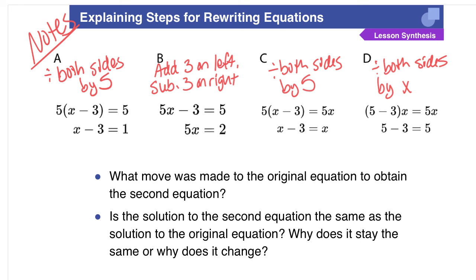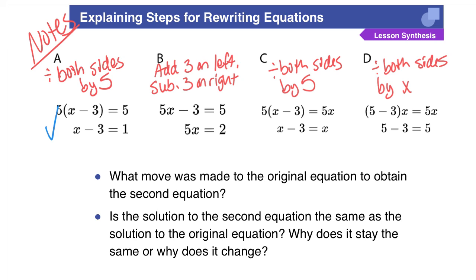So first looking at what was done to each equation, and then is our equation that we end up with equivalent? So in other words, were these legal moves? So in A, to get from our first equation to our second equation, we divided both sides by 5. And yes, we can do that. That is a legal move. Our second equation would end up being an equivalent equation. In B, we added 3 on the left. That's why this negative 3 is now gone. And we subtracted 3 on the right. That's how we got from 5 to 2.